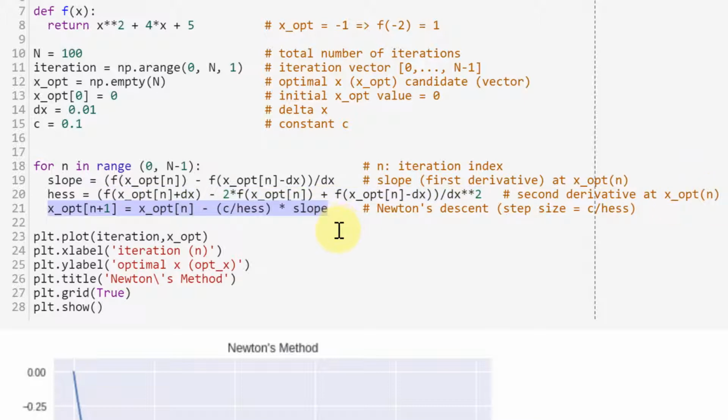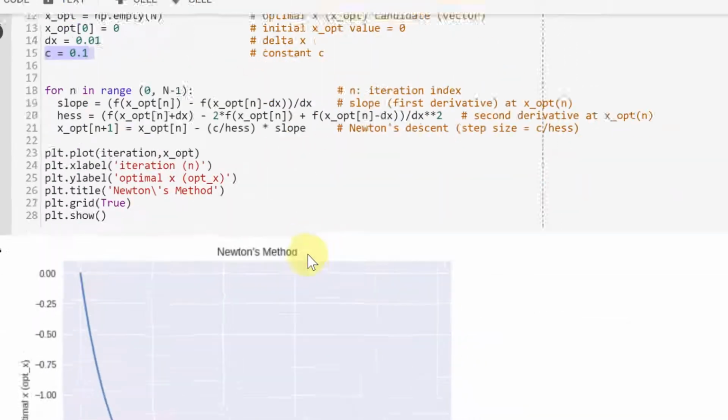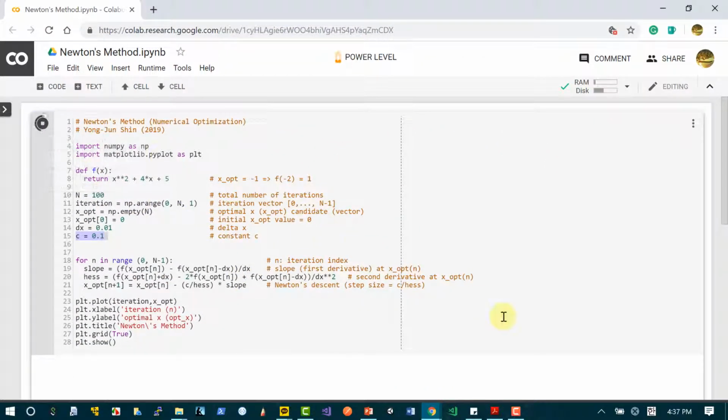Now here we have an equation very similar to gradient descent. In the gradient descent equation, we had mu here, which is the step size. But now the step size is c over Hess. So this c is a constant here, which is 0.1. The step size is inversely proportional to this second derivative. And let's run the code and see what we get.